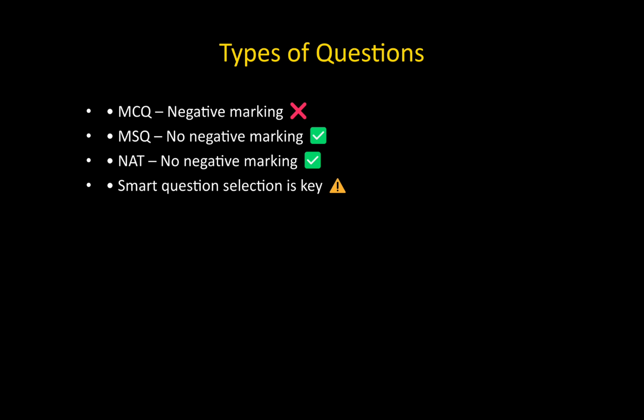The second type of question is MSQ. In this type, you will have no negative marking. Here you will have a couple of options and more than one answer could be correct. In NAT type, which is a numerical type of question, you will have to enter numerical data. In this type of questions also, you will not have negative marking.